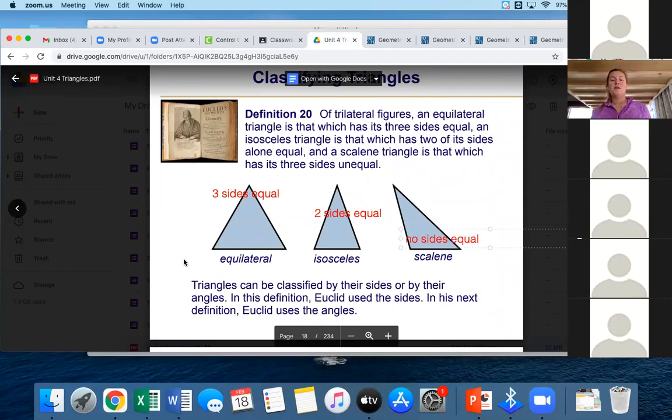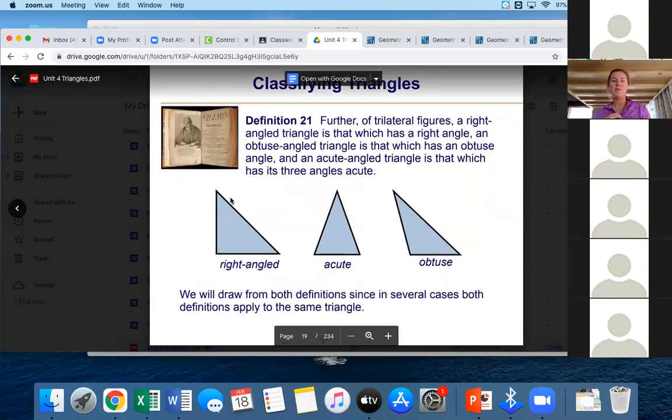Okay? So triangles can be classified by their sides or by their angles. In this definition, definition 20, Euclid uses the sides. In his next definition, Euclid uses the angles. So you can name a triangle by its sides using the words equilateral, isosceles, and scalene, which I believe you should have learned a long time ago.